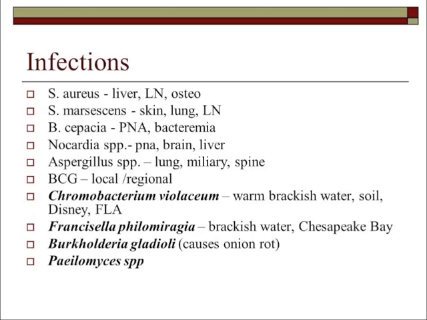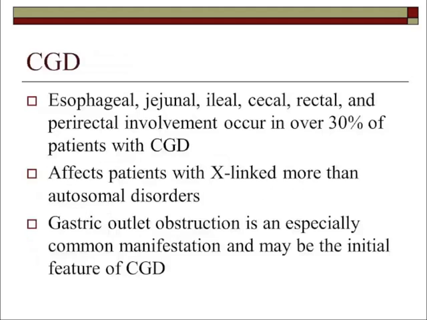Francisella philomiragia, also associated with brackish water. Burkholderia gladioli, which they made a big deal about causing onion rot, how that's relevant to humans, but in humans it'll present with pneumonia usually, but I guess it's another way to remember it. And then Phialemonium species.